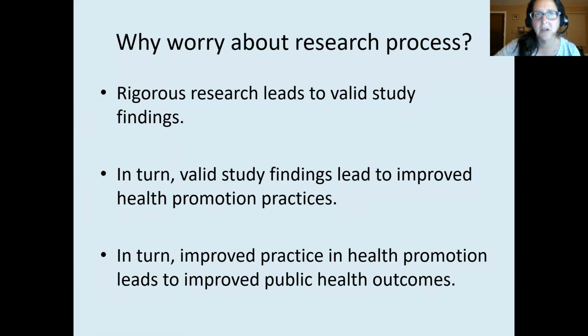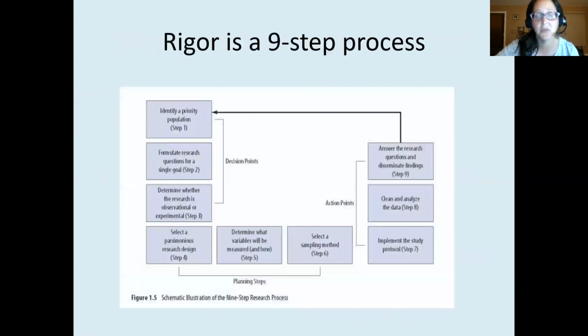So why start a book about research methods, worrying about the research process? What happens is it's really all about the rigor. Rigorous research is going to lead to studies that are more valid. The findings are more valid. And in turn, when we have valid findings, we are going to have improved health promotion practices. And finally, if we have improved practices in health promotion, we're going to see improved public health outcomes, which is ultimately what we want to see as health educators and people working in health promotion.